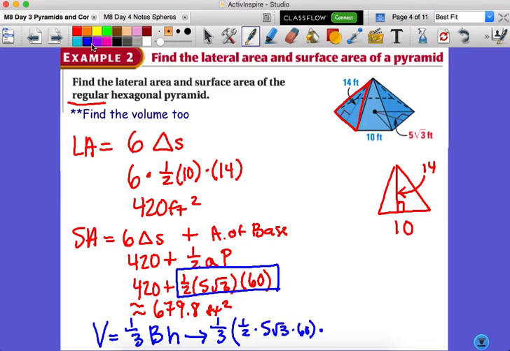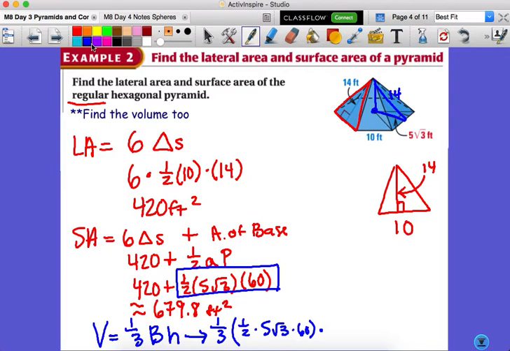And then my height is the vertical height of this figure. So I've got to find from the center straight up. Now at this point, I don't have that information. So I'm going to have to come off to the side and figure out how tall is this figure. So looking at what I know, I have 5 square roots of 3 here. I know that the slanted height is 14.